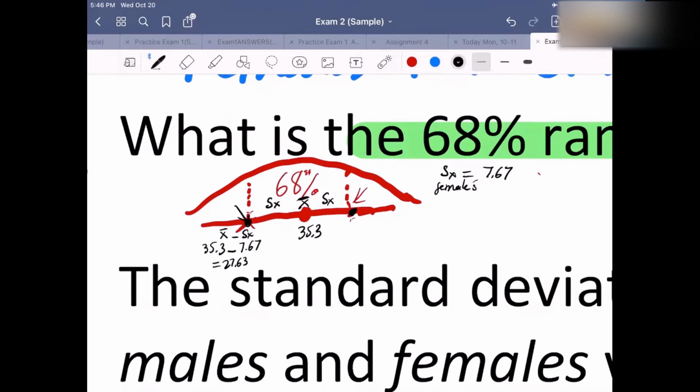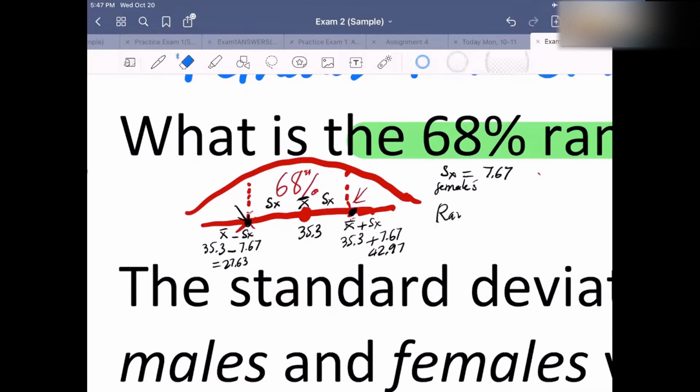I just look at your answer, okay? If it's not correct, then other people can tell me, okay? And the number on the right, you just take the mean added to the standard deviation, which is 35.3 added to 7.67. And your answer is 42.97.